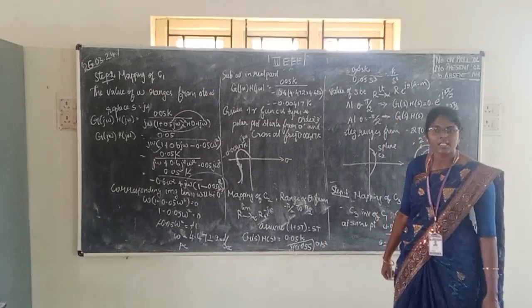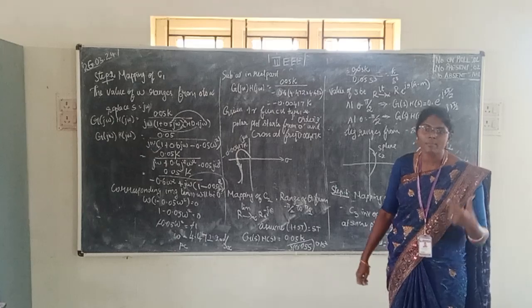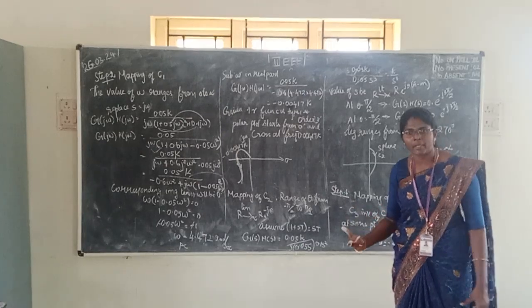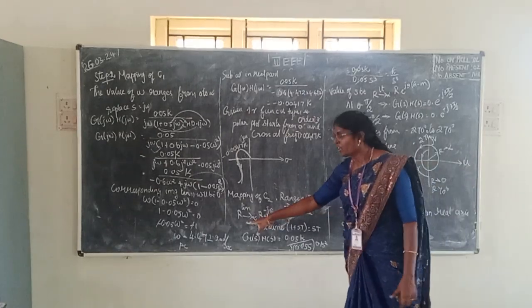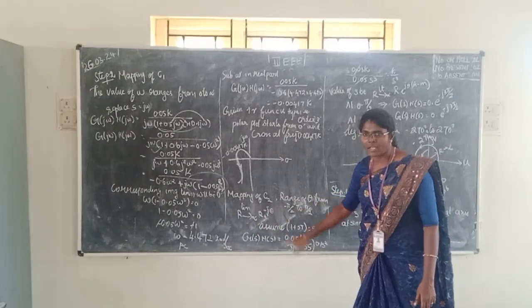Next, we have to map the C2. For mapping C2, what does theta range from? Minus pi by 2 to pi by 2. Next you have to know the formula, that is, limit r tends to infinite, r e to the power minus j theta.